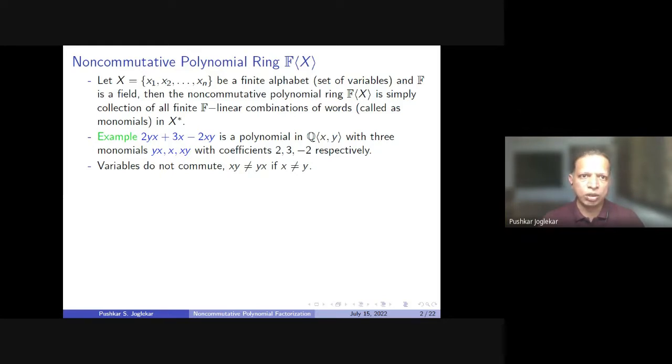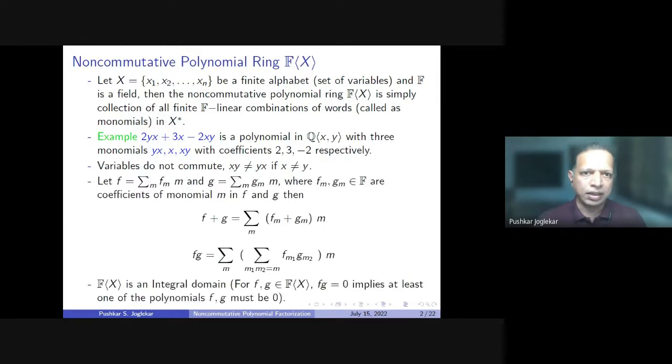Let X be a set of variables x1 to xn. Then the non-commutative polynomial ring F⟨X⟩ is simply the collection of all finite F-linear combinations of words over X. So this example gives a polynomial with three monomials and the respective coefficients. Since we are working in a non-commutative setup, clearly variables do not commute. And the ring operations are naturally defined. Addition is component-wise and multiplication is the usual convolution product, which respects the ordering.